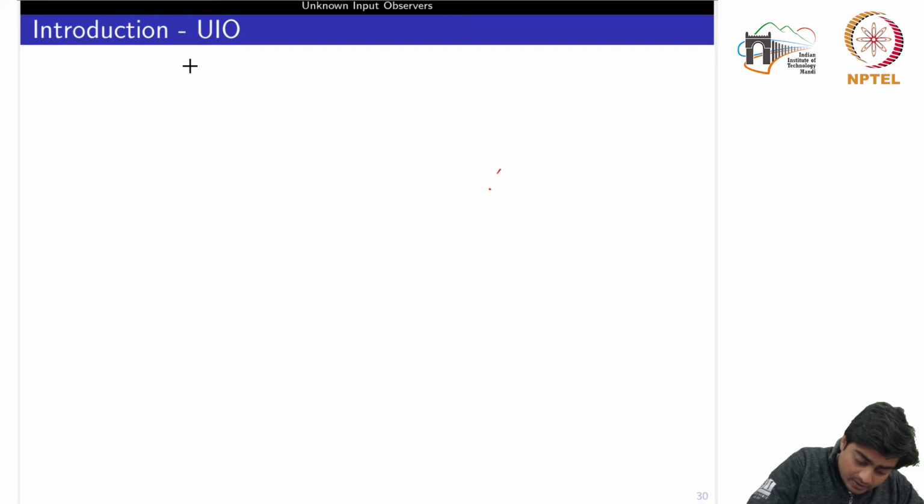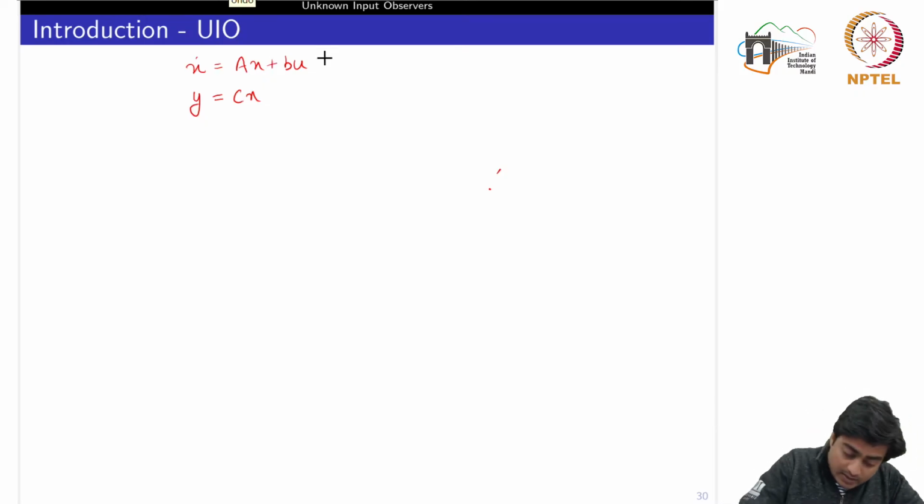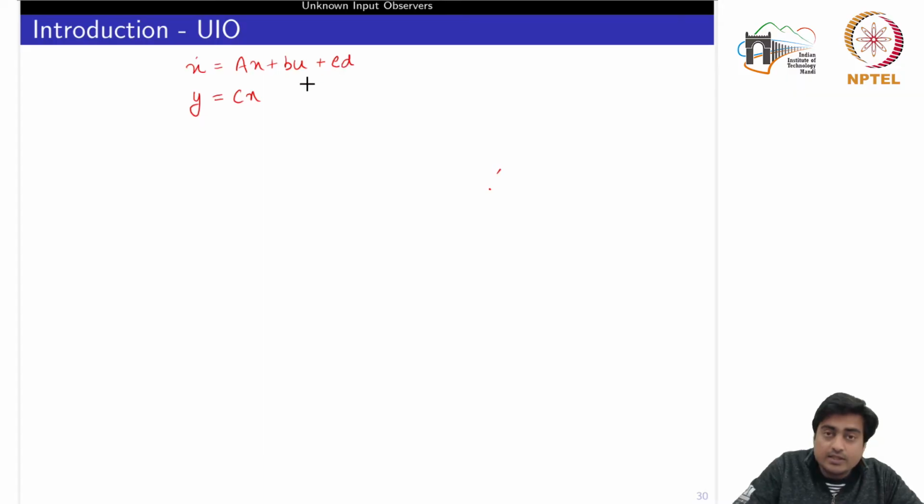So for example, given the LTI system, let's say x dot is equal to Ax plus Bu and y is equal to Cx. Now in the observers we had seen so far, we did not have any additional term. Let's say we add a disturbance term with its distribution matrix E. We had focused on the issue of observability, that is, the observability of the pair A, C.